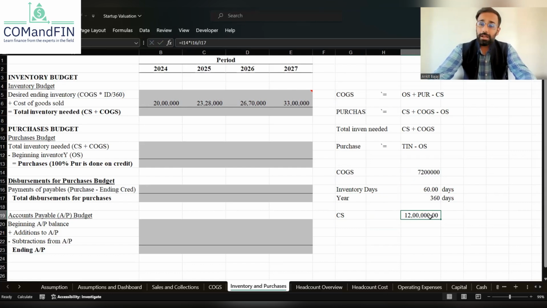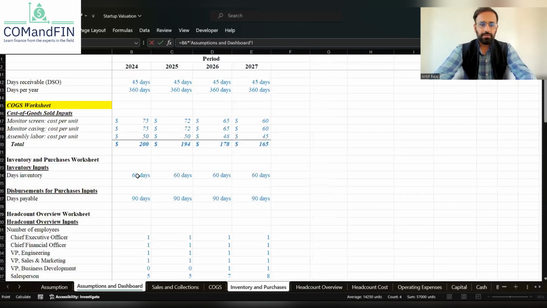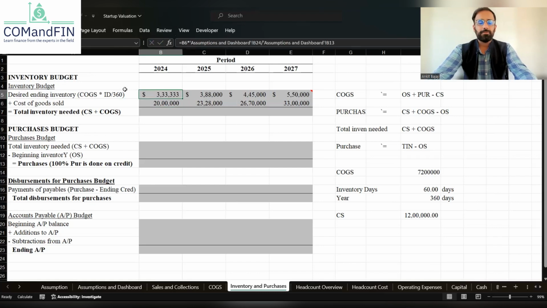the amount of inventory which is required to maintain the closing stock requirement, to fulfill the requirement of closing stock. So here we will use the same formula, COGS into 60 divided by 360. COGS is 20 lakh, and we multiply COGS with 60. We will link this value with this assumption, that is 60 days, and divide this with 360 days. So let's press Control Enter. We will be able to find out the desired ending inventory requirement.